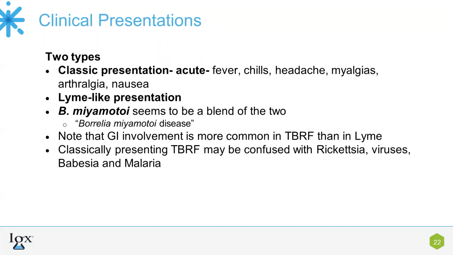Now, clinical presentations. As I mentioned, there are 2 types, the classic presentation and the Lyme-like presentation. The classic one is acute: fever, chills, headache, myalgias, arthralgias, nausea, hitting really hard, really fast, and lasting for a while, and then seemingly getting better. Now, this can really confuse an emergency room doctor. Someone comes in, oh, it's a viral illness, you'll be better in a few days, and sure enough you are. Then a week later they come in sick again, and they say, oh, you've got another virus. Well, it may not be a virus, it may in fact be this.